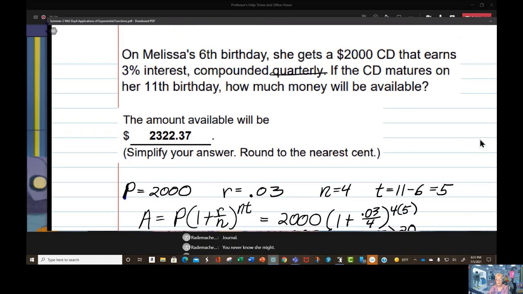Okay. Again, on Melissa's 6th birthday, she gets a $2,000 CD that earns 3% interest compounded quarterly. N equals 4. If the CD matures, that means you can take it out of the bank. You have to agree to leave it in the bank for so long. If the CD matures on her 11th birthday, how much money will be available to her?